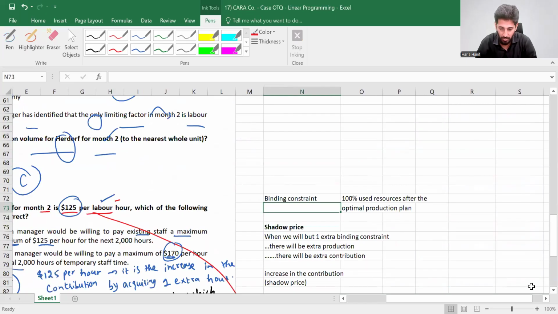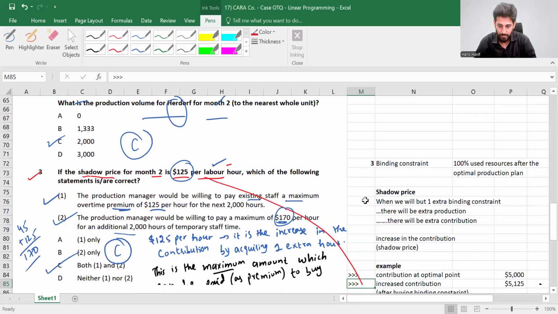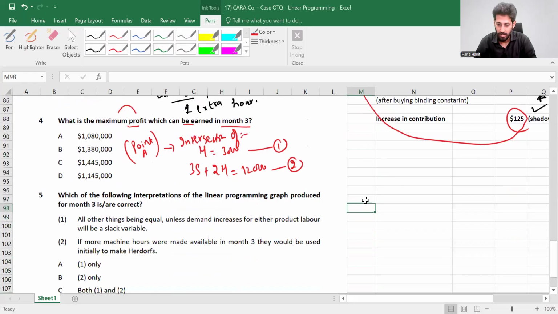This is my MCQ number. Oh, sorry. This was MCQ number 3. And this is MCQ number 4.